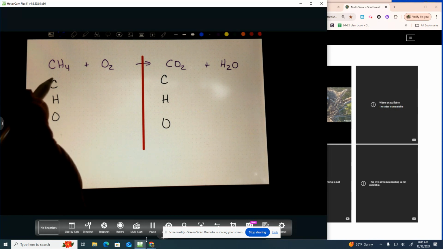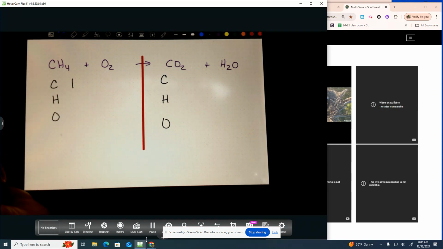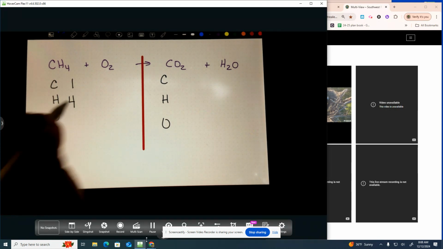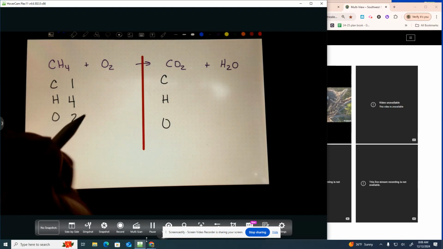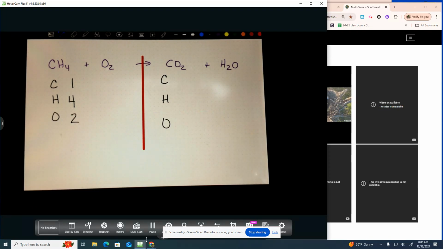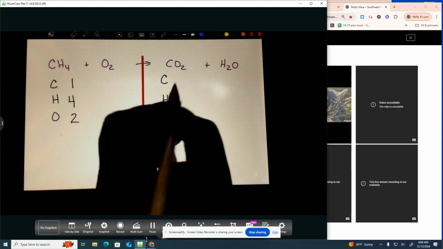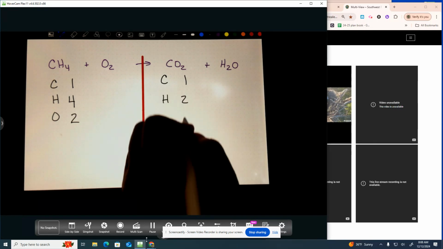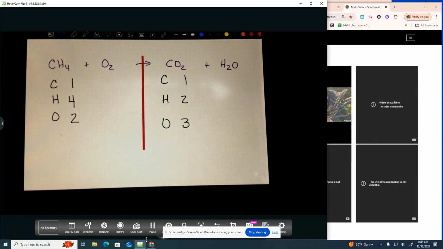How many carbons on the reactant side? 1. How many hydrogens? 4. How many oxygens? 2. On this side, 1, 2, and 3.